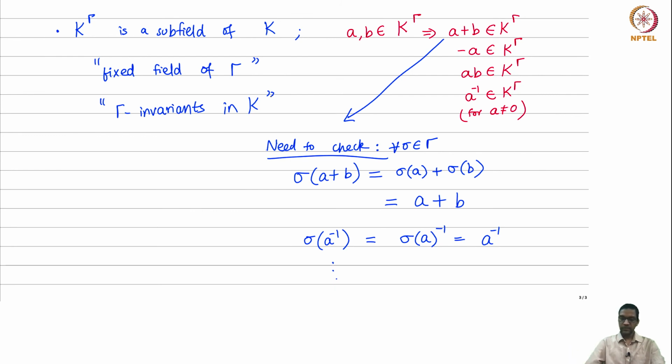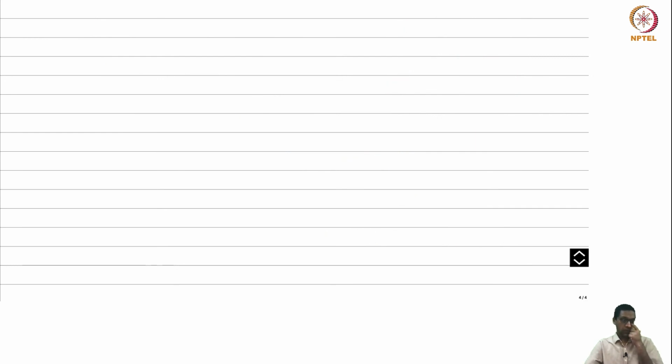Now, observe we didn't really use the fact that Gamma is a subgroup for any of this. In fact, if you just take any subset, this will still work the same way. It will turn out to be a subfield, but we will almost always only be interested in the case when Gamma is a subgroup. That's what's going to occur again and again when we study Galois theory. Okay, now let me define another notion.